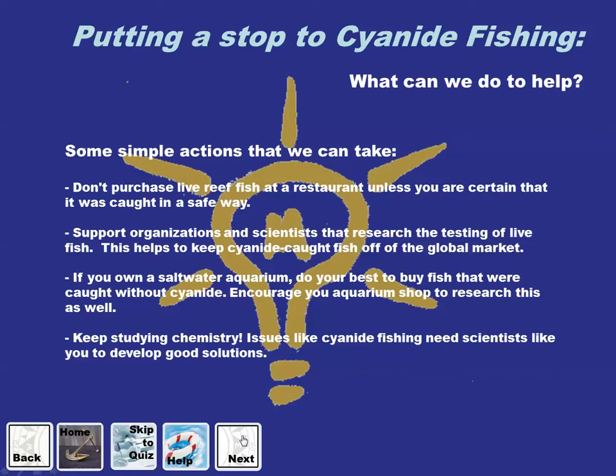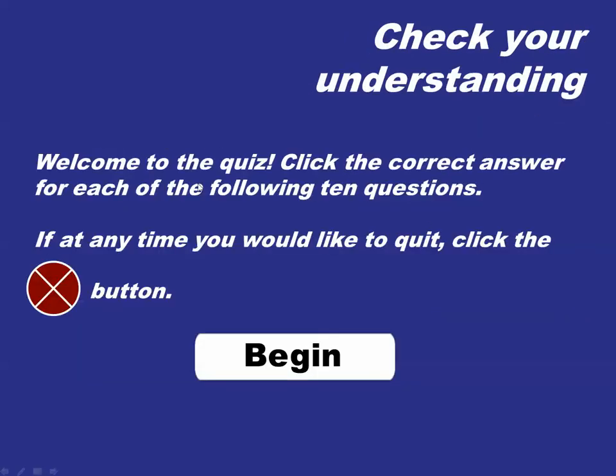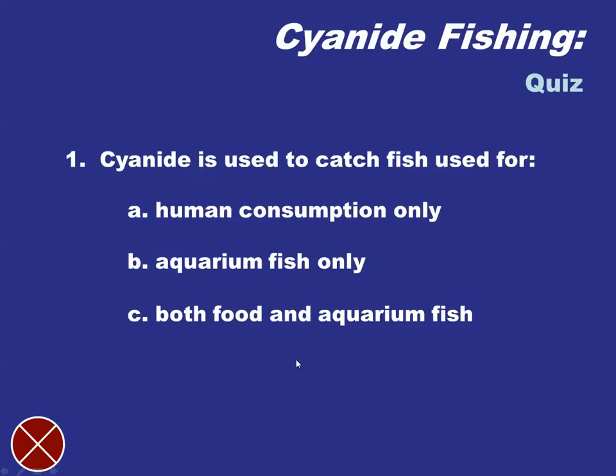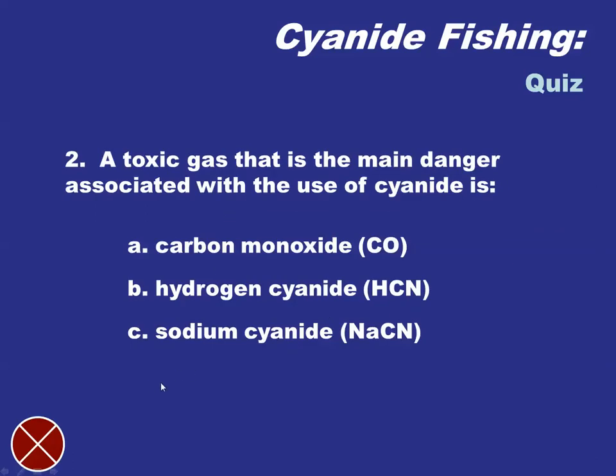So it gives you the whole picture in this quick little lesson that you can go through to learn about the chemistry behind it and the rationale behind not doing it. Then you can go in to take the quiz section. And welcome to the quiz. You can begin that, and it starts to ask you certain questions. Cyanide is used to catch fish, used for this, or that. And it's probably this one down here because I've already read ahead and I know the answer to that. Okay, then you can go on to the next question and continue until you're all done with that.